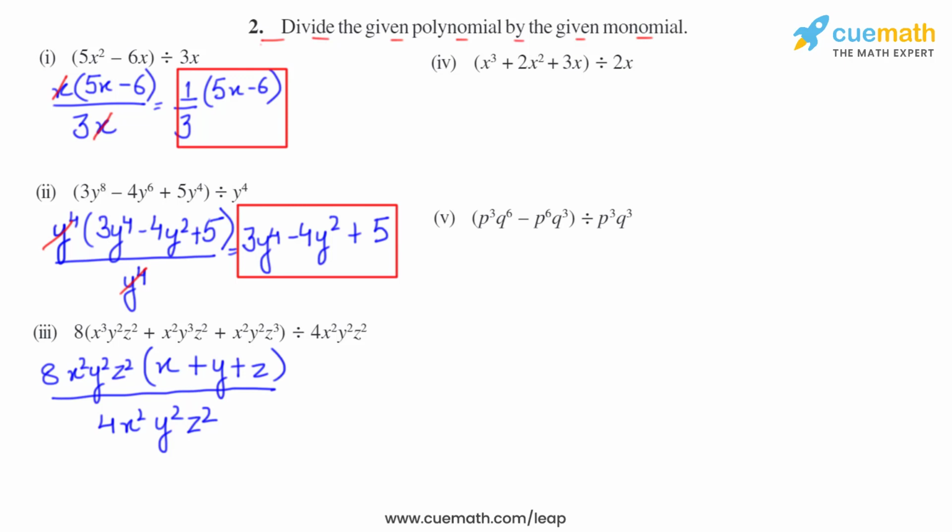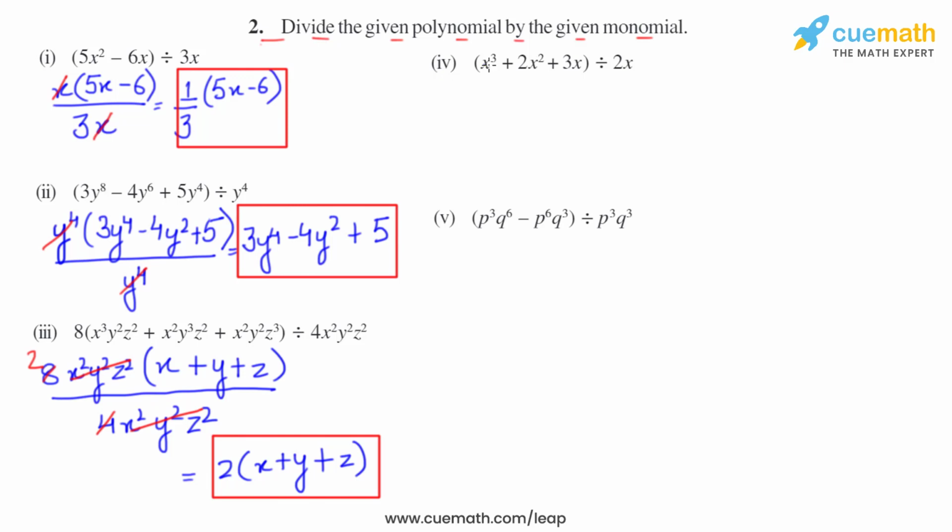So this cancels out, x square, y square, z square gets cancelled out, and 8 can be written as 2 into 4, so 4 gets cancelled with 8 and we are left with 2. So it means the answer will be 2 into (x plus y plus z). This is the answer for the third part. Let's do the fourth part now.